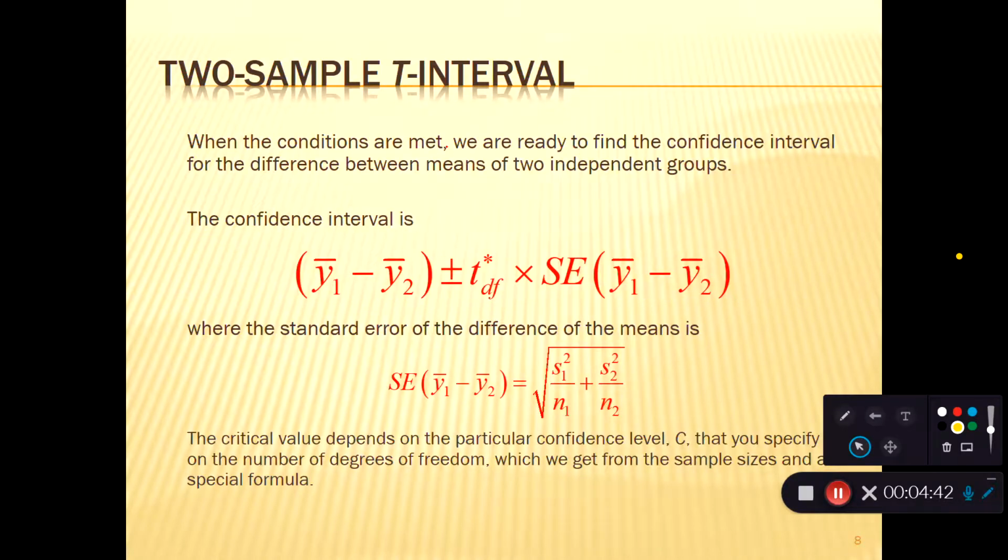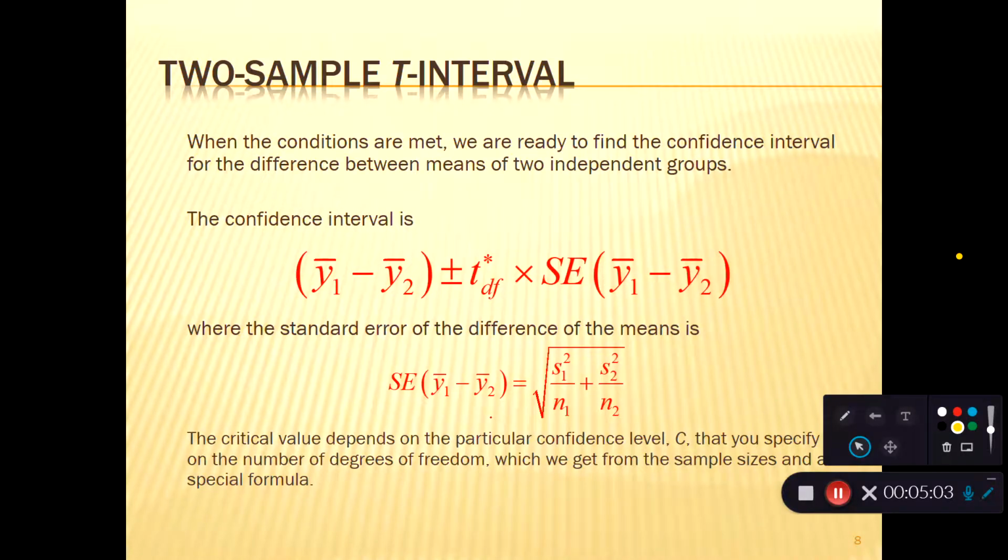If we do that, then our confidence interval is the difference between the means plus or minus the critical t-value times the standard error. This is the exact same confidence interval formula we've been using all semester. Just for us before, it was one mean plus or minus the critical value times the standard error.